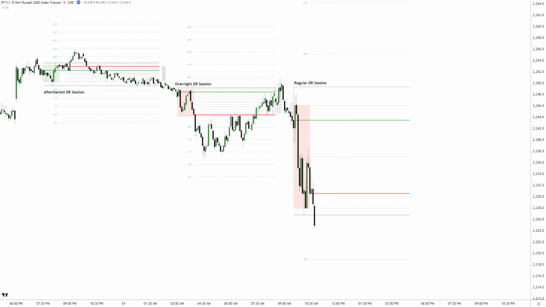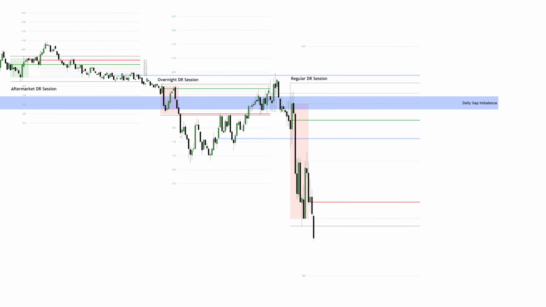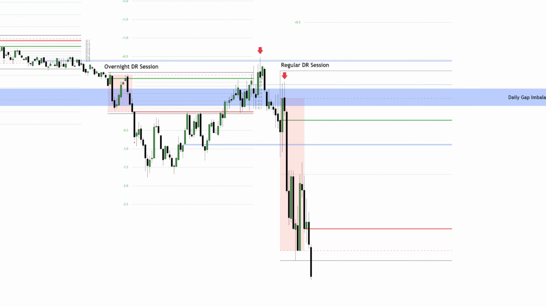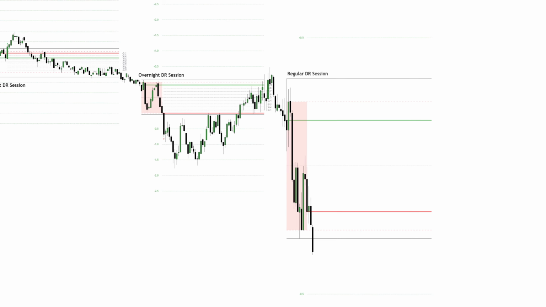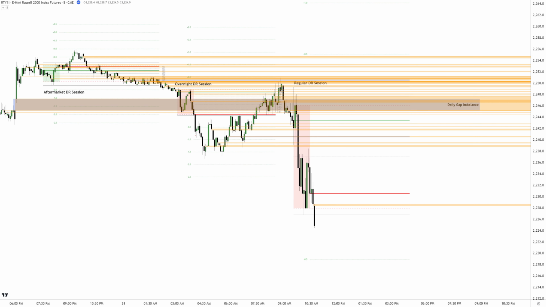When we highlight the daily gap imbalance and intraday gap imbalances aligning with the defining range, it becomes clear where the downside expansion originated. In terms of volume imbalances, they also played a significant role in pushing price lower.